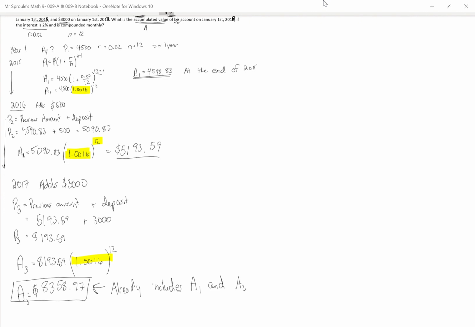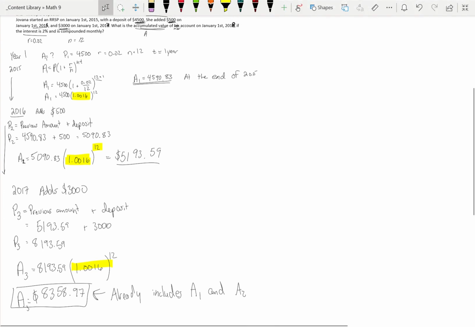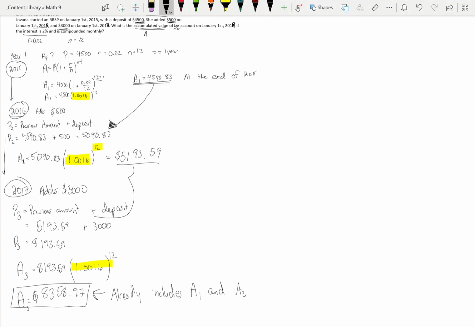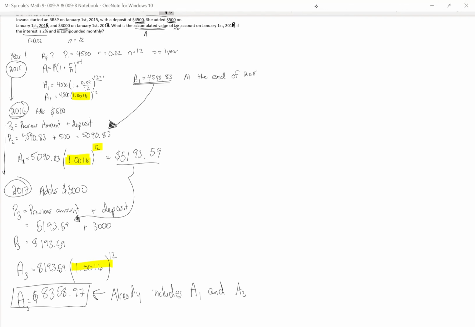So some of the things I did to help me, I split up into 3 basically mini problems where I use my answer from the first one and added the next deposit to it, and then did the problem again. And then once I found the solution to that this year, I carried this amount forward, and then I added the amount, and I did the problem again.